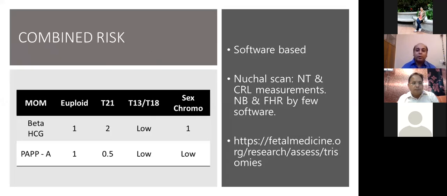Next we come down to combined risk. Combined risk, as we know, takes into consideration the nuchal scan findings and biochemical markers of beta-HCG and PAPP-A. Generally what we all follow is that we do a nuchal scan, then that report along with the blood sample of the patient goes to the lab, and the lab gives us the combined risk. But when we give the nuchal scan report, in that also we can mention the risk for the baby to have Down syndrome.